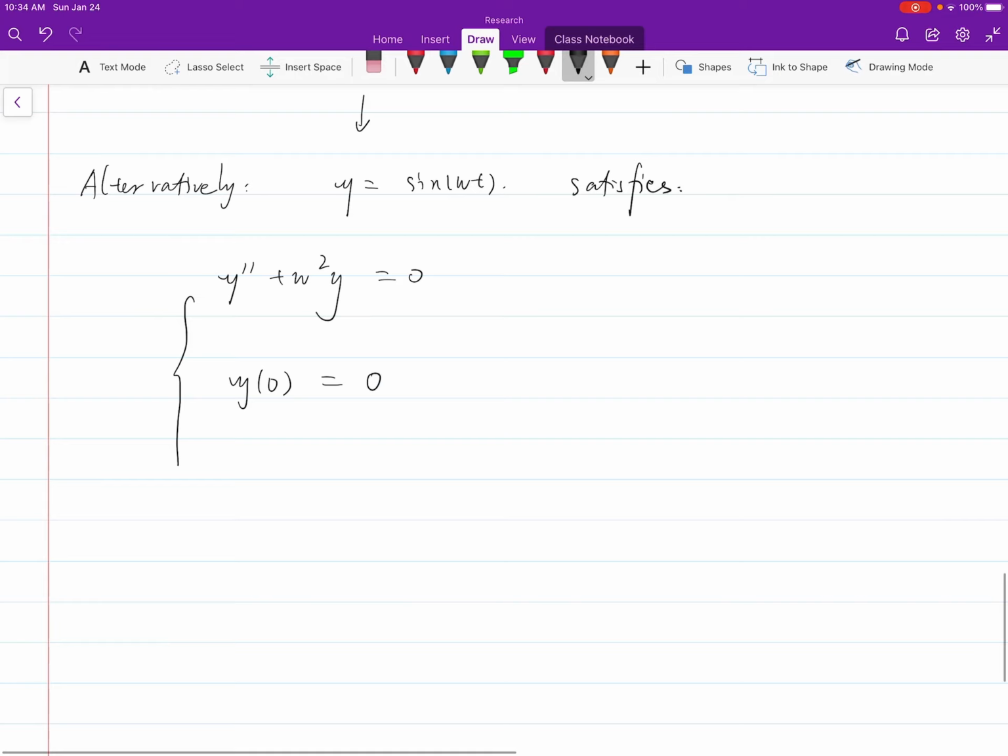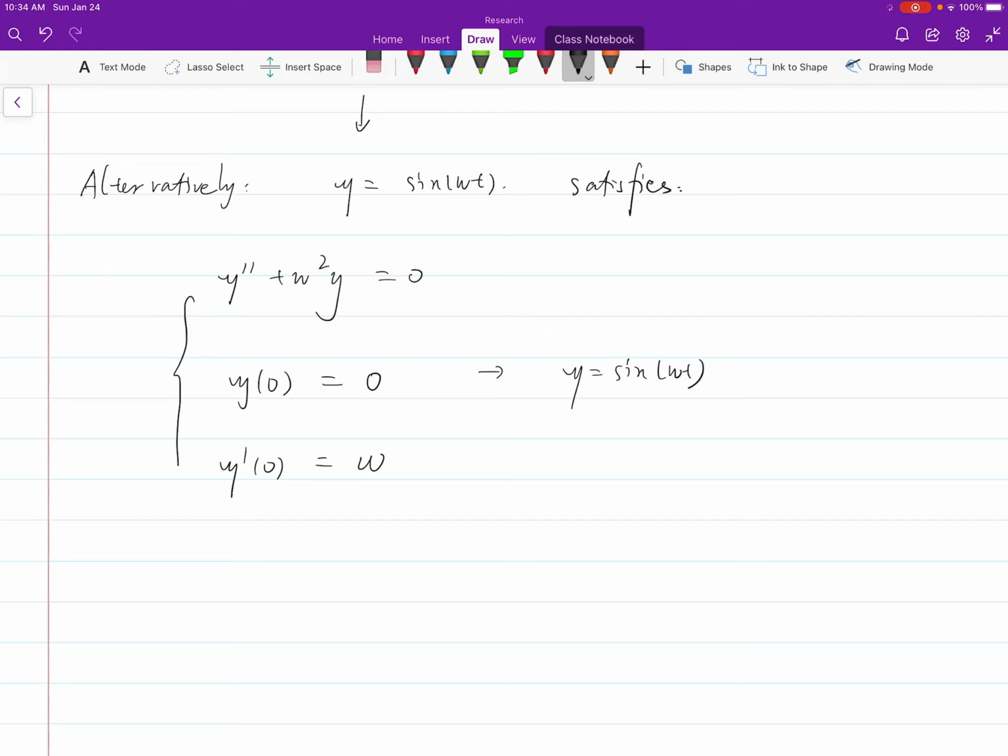For example, I can tell you y(0) equals 0, because if I plug in 0, I get 0. I can also tell you y prime(0) is going to be, well, what's the y prime of this? It's going to be omega cosine omega t. It's going to be omega. So if I tell you this, the solution is going to be y equals sine omega t.